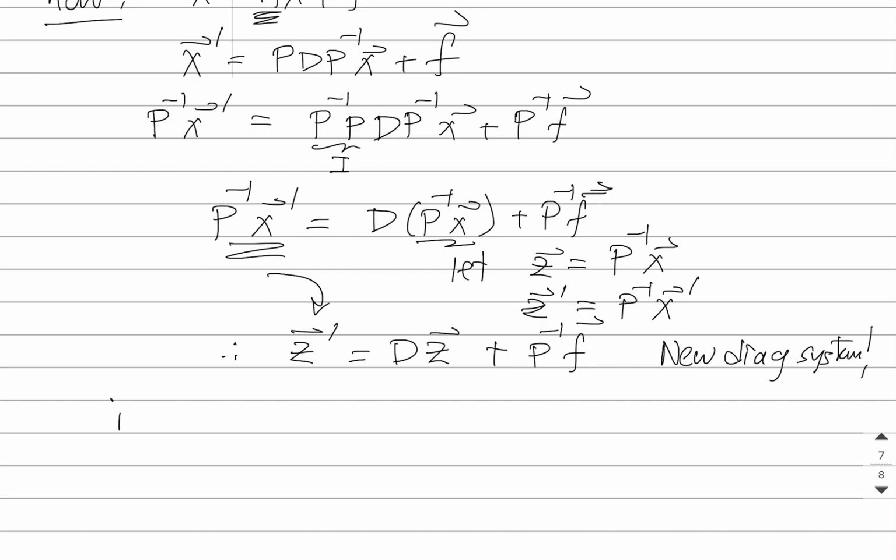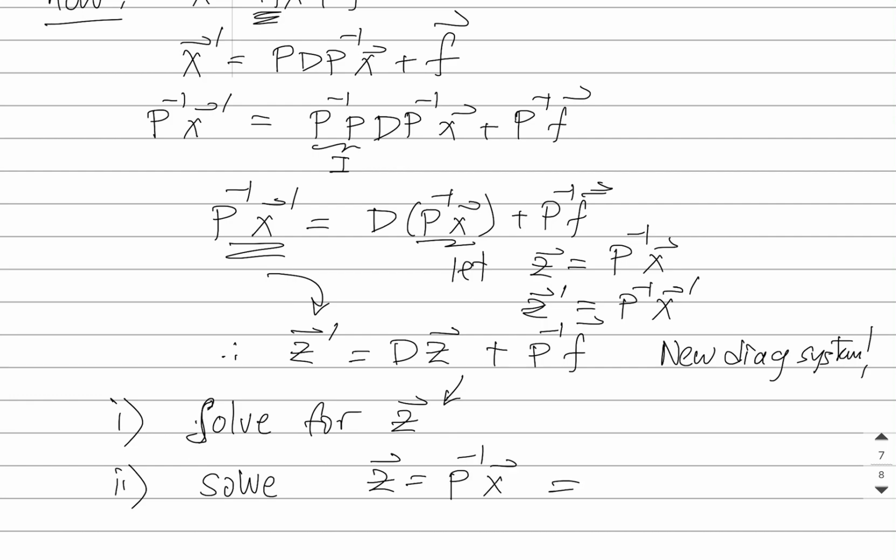So the process is going to look like this. We are going to diagonalize, and we are now going to solve this system for Z. And once we get the Z, we have to solve this equation, Z equals P inverse X. We have to solve it for X. So we would just go P times Z.